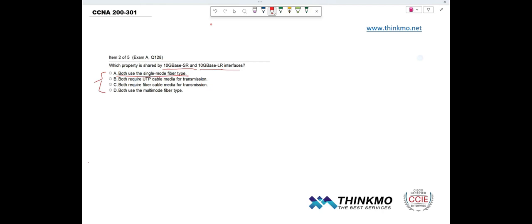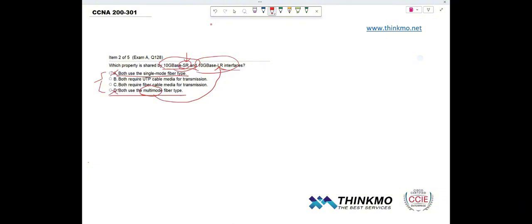The first option says both of these are single mode fiber. That is incorrect. This S2 is the single mode fiber, so option A is incorrect. Then option D says both of these are multi-mode fibers, but only this LR is multi-mode. So option D is also incorrect.